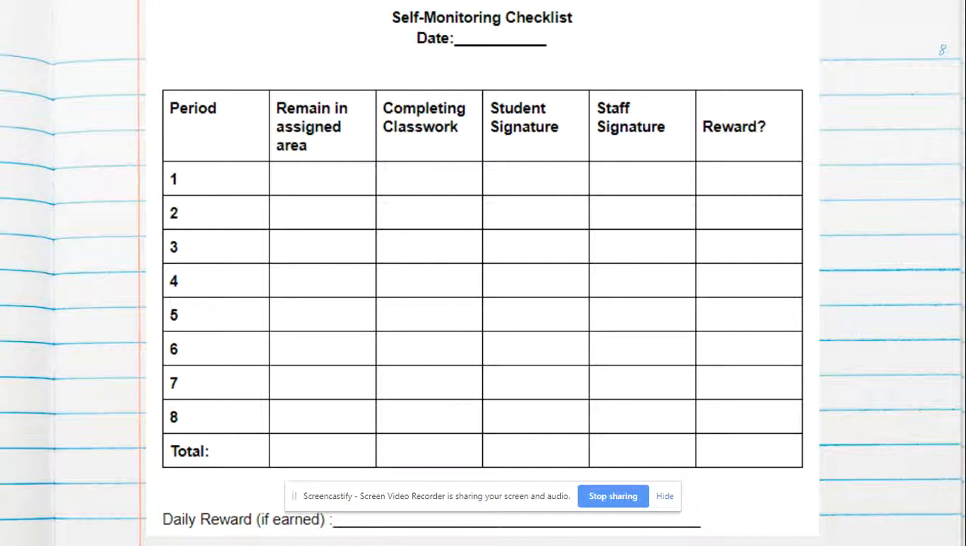JD has the opportunity to earn a reward at the end of each class period and at the end of each day. His schedule of reinforcement is so frequent because of the severity of his behaviors. He needs frequent reinforcers in order to make a connection between reinforcer and his behavior. If he does not earn a reinforcer for the day, he has the opportunity to earn a reinforcer at the end of the day.